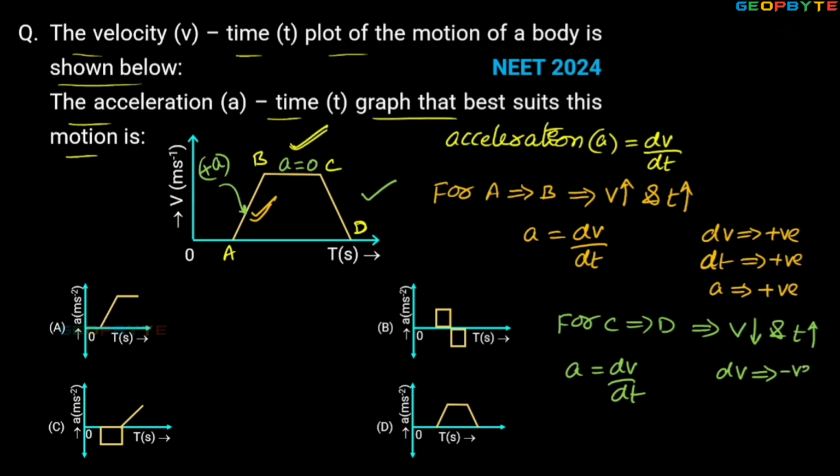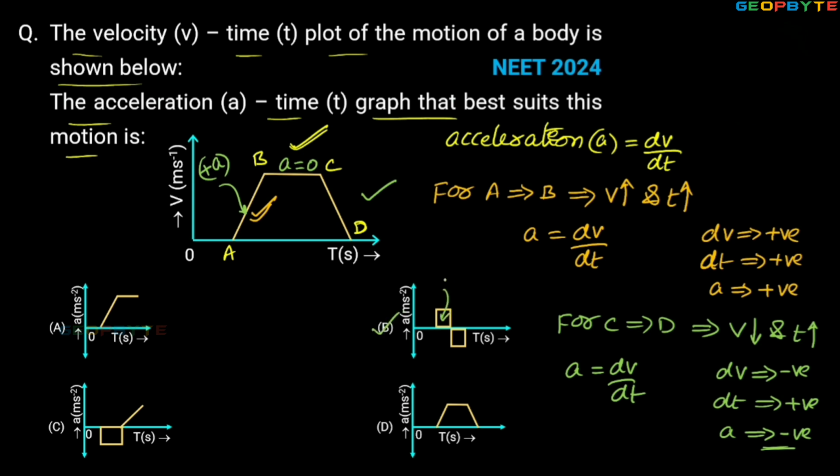dv is negative, but time dt is positive. Since dv is negative and dt is positive, the acceleration is negative. Acceleration is negative for C to D. Now look at the options. Look at option B.